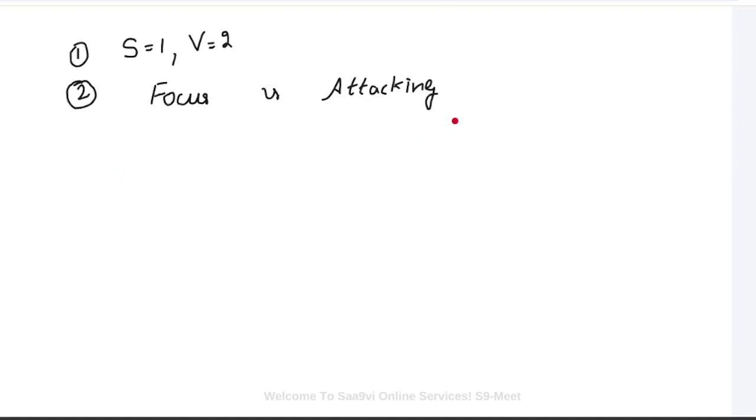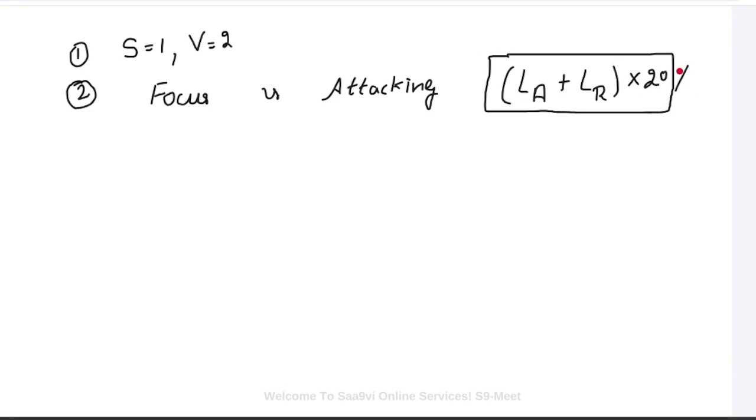And how we calculate the number of voters: level of Amiya plus level of Ramya, either 1 or 2, or 1 both or 2 both, multiplied by 20. Now that is the percentage of voters who are going to vote in the election. Out of this percentage, the votes Amiya and Ramya get are in the ratio of their levels. That we are also aware about.